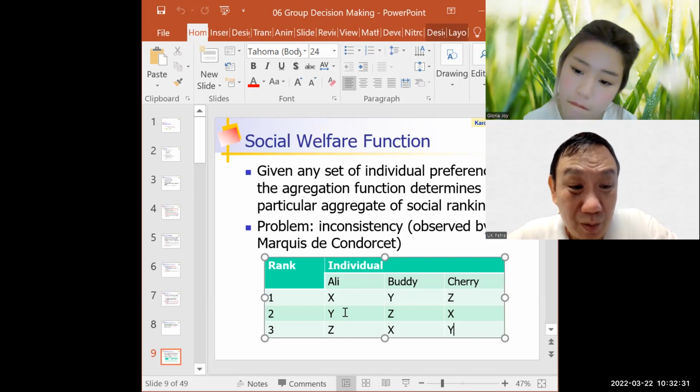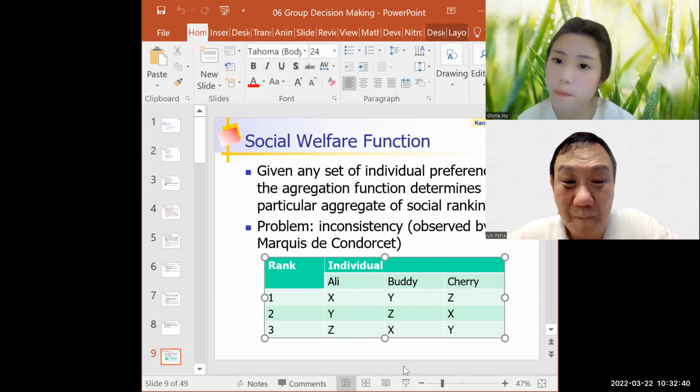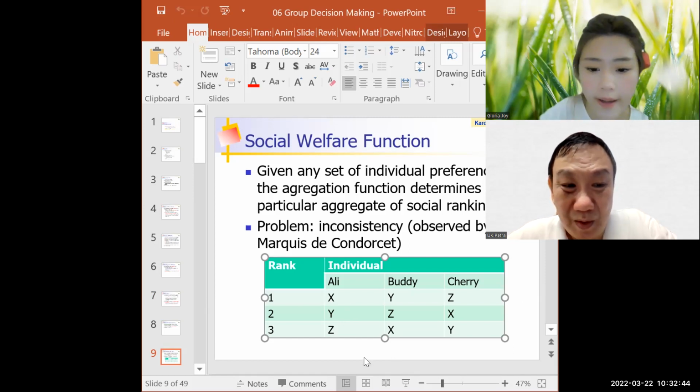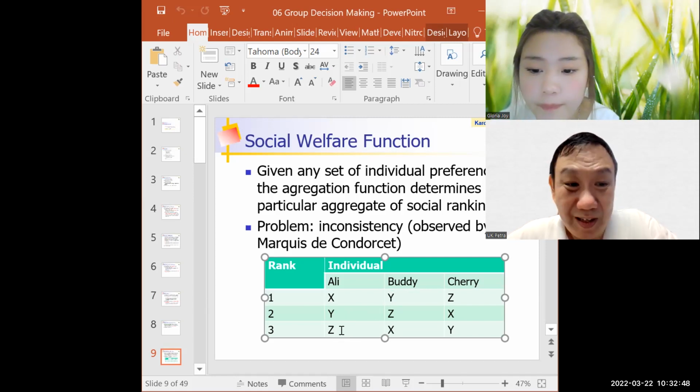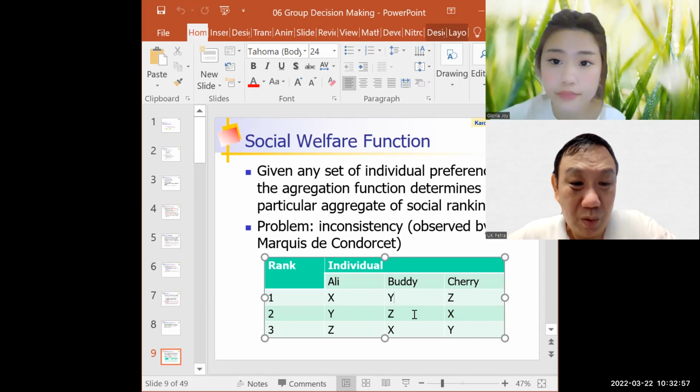How about Y and Z? Comparing Y and Z, which one is winning among the 3? Why? Because Y has 2 votes, right? Higher ranking, yeah? Y has a higher ranking of the 2 than Z.